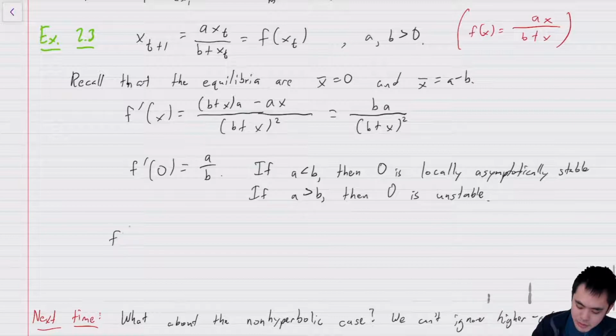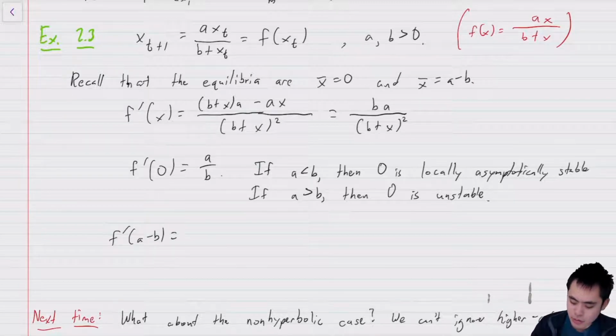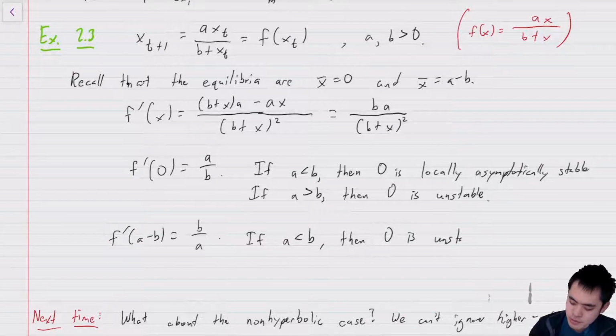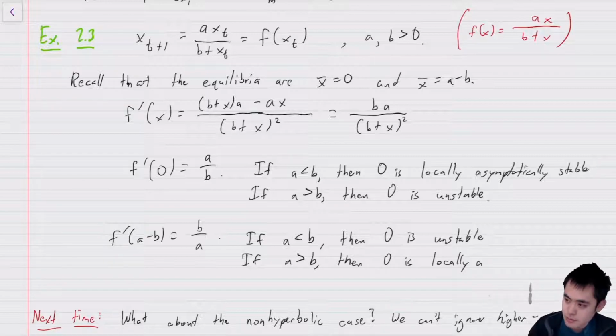And we can do the same thing for our other equilibrium. So f prime of a minus b, if you write that out, it turns out to just be b over a. And if a is less than b, then a minus b is unstable, and if a is greater than b, then a minus b is locally asymptotically stable.